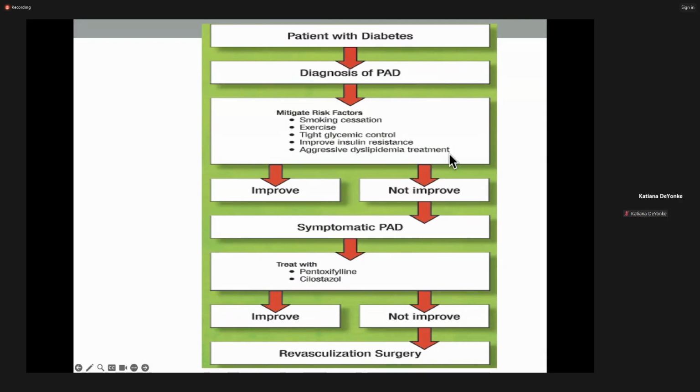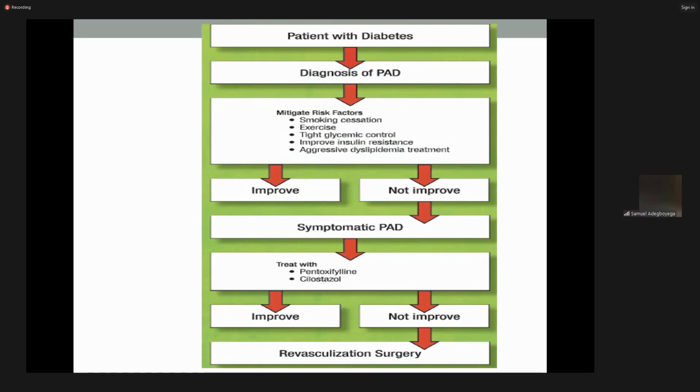Medications. Now, there are two medications that you could use for PAD. You could use pentoxifylline or you could use cilostazol, both. But which is the only one that is currently approved by the FDA? Cilostazol. Right.